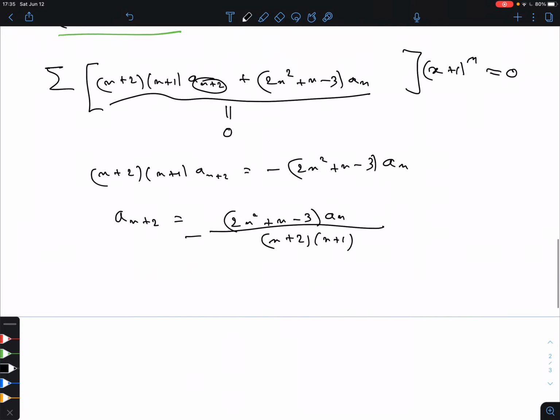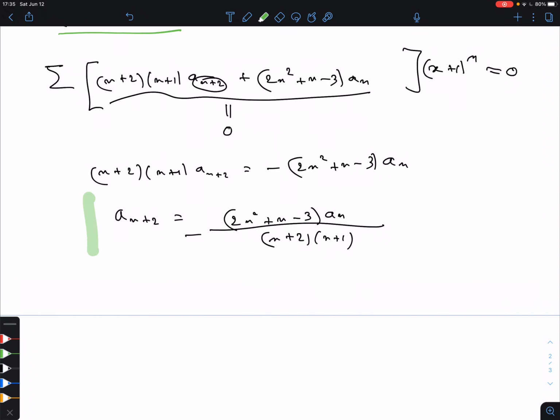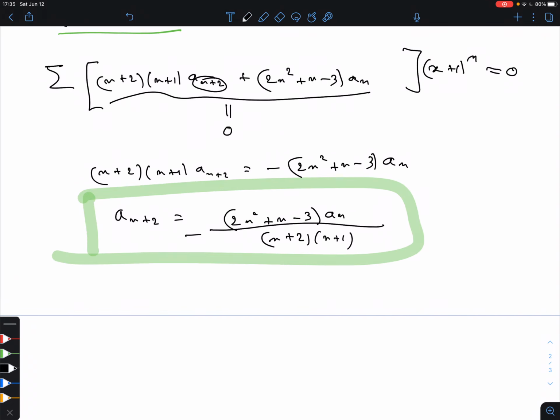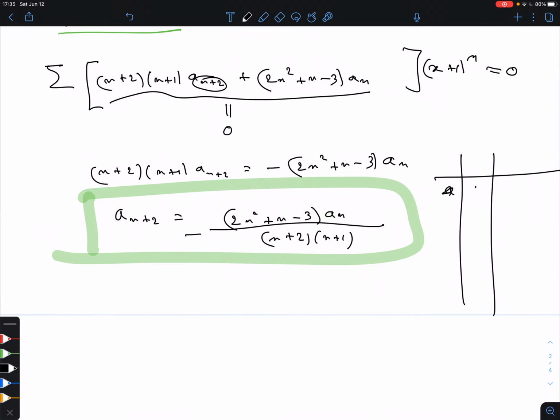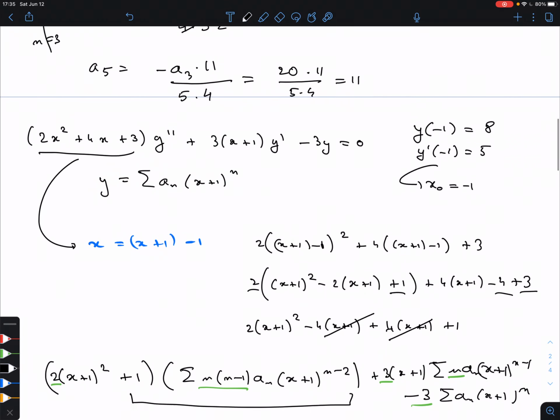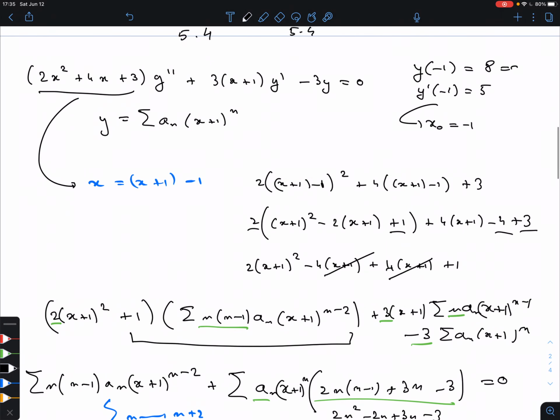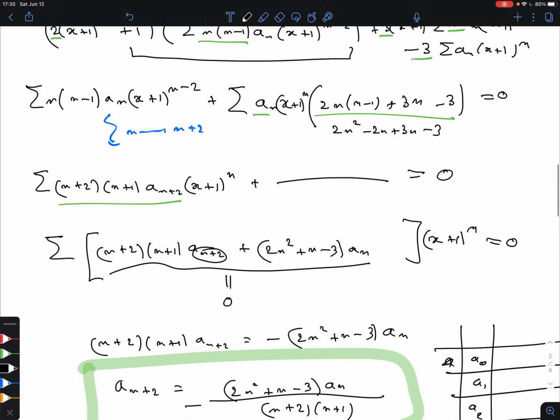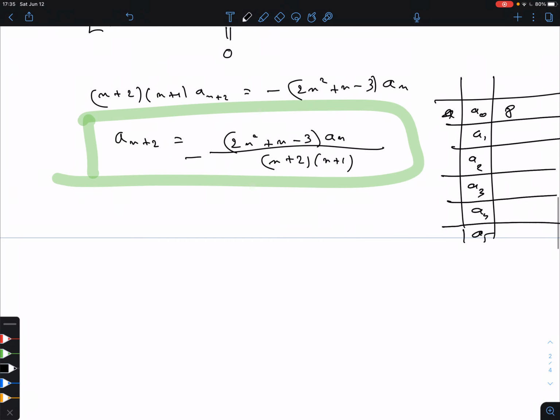Okay, so this is the recursion relation. And now we can write down the values: a0, a1, a2, a3, a4, and a5. So a0, what I said, was 8, because this is a0 and this is a1. So 8 and 5. So what do we do now?